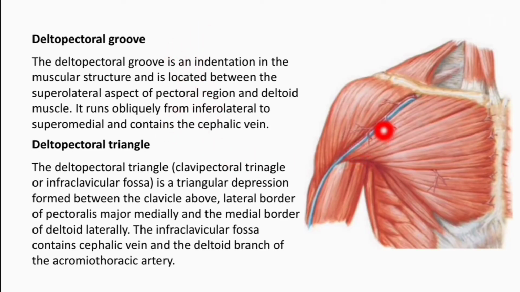The deltopectoral groove is a small indentation in the muscular structure located between the deltoid and the clavicular head of pectoralis major. It runs obliquely from the inferolateral aspect to the superomedial aspect and it contains the cephalic vein.